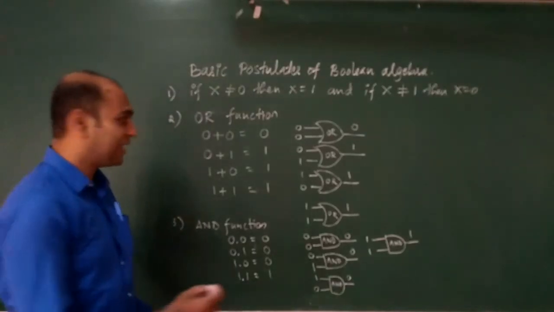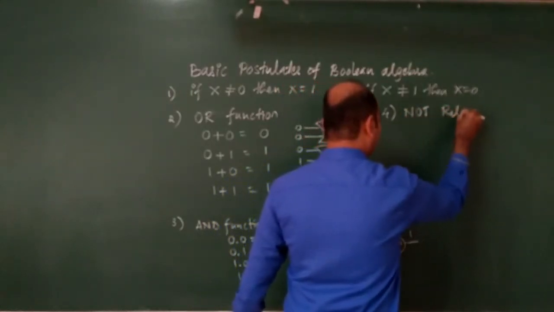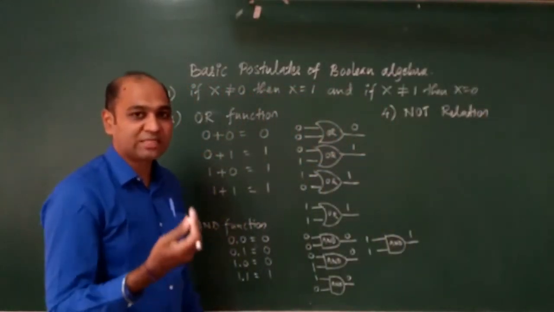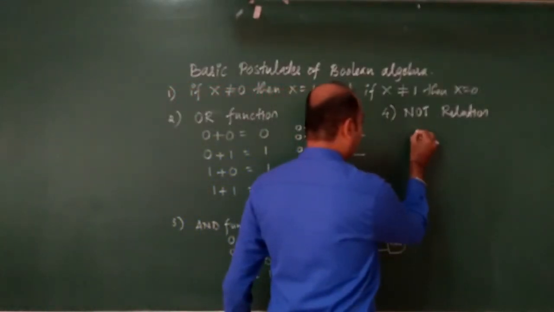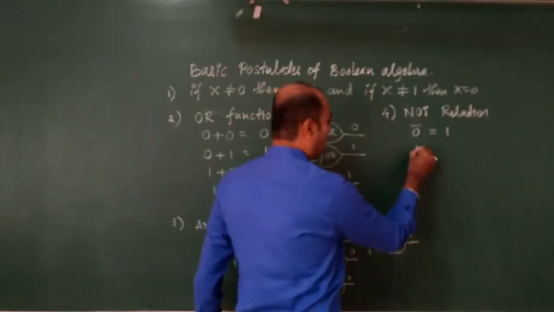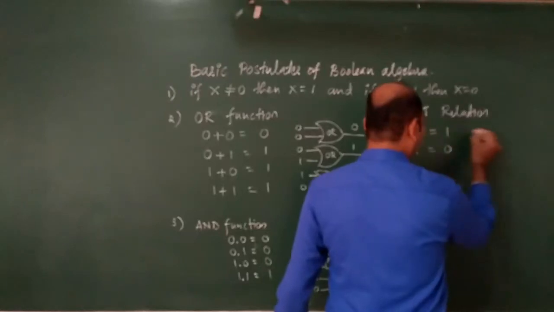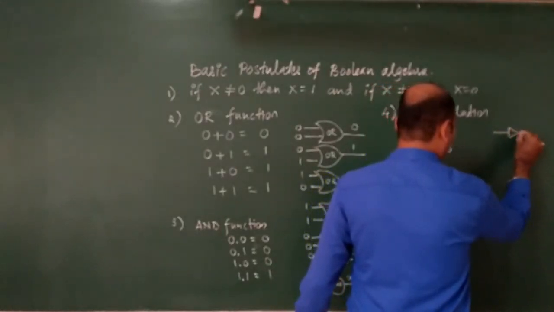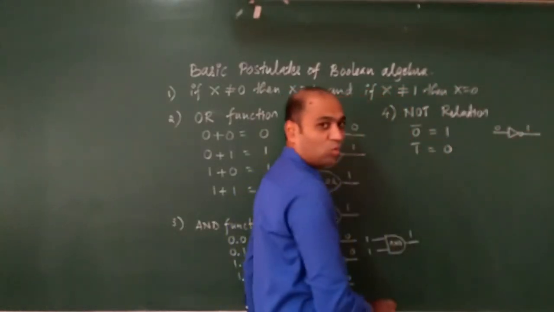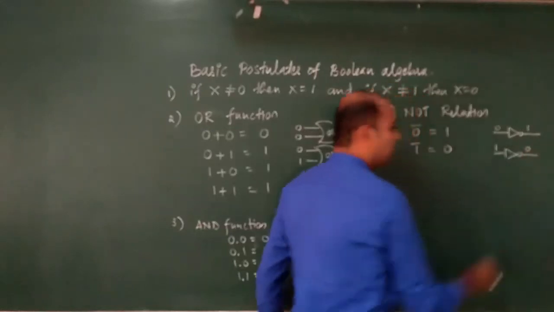Yes. The next and the last one is the fourth one, that is the NOT function or NOT relation. Here the NOT relation gives us exactly the opposite result to that of the input. Here we write 0. Its complement will be 1. If 1's complement is taken, then it returns 0. The logic gate for NOT can be represented like this. If the input is 0, the output is 1. If the input is 1, then the output is 0.